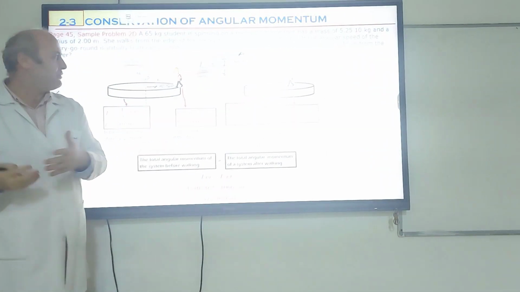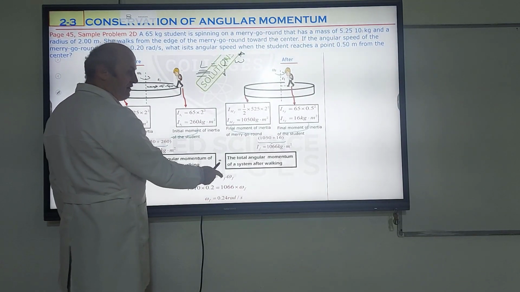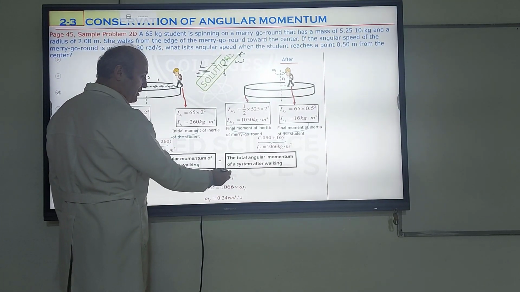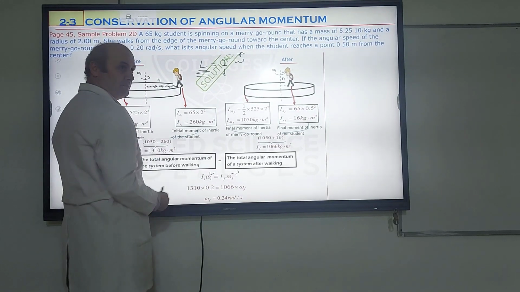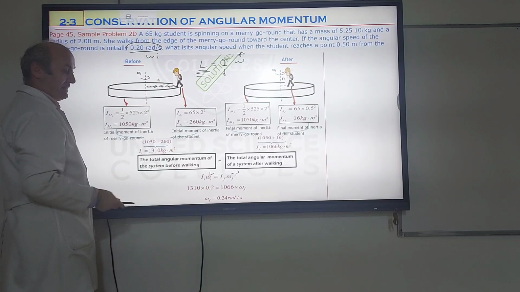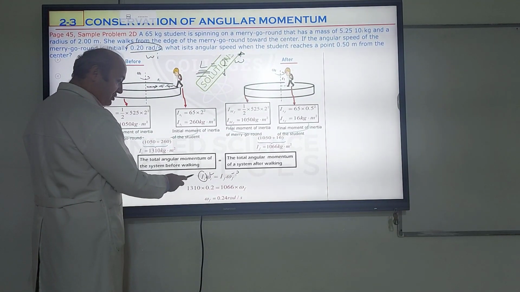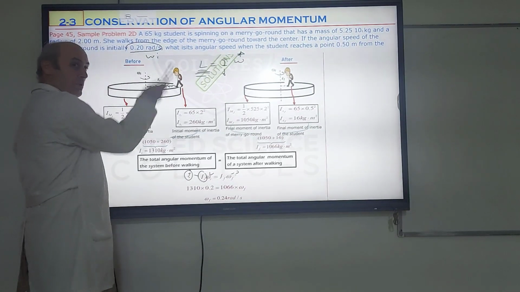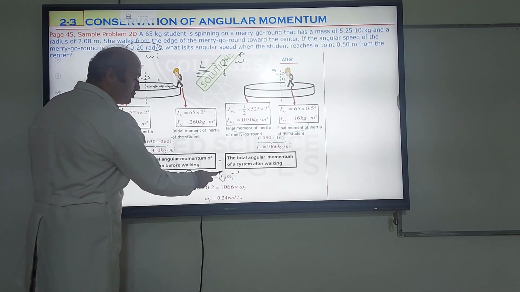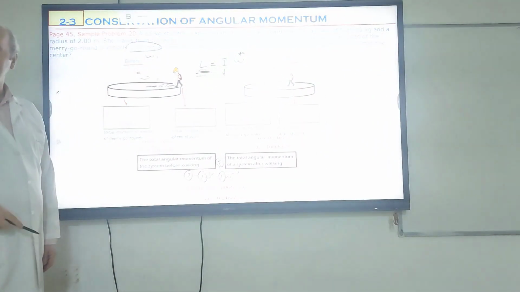For the final angular speed, we are going to choose this equation. What is the equation? I initial omega initial is equal to I final omega final. Omega initial is given. But to calculate omega final, I need to know I initial for the total system, omega initial, and also I need to know I final. I have to calculate them one by one.